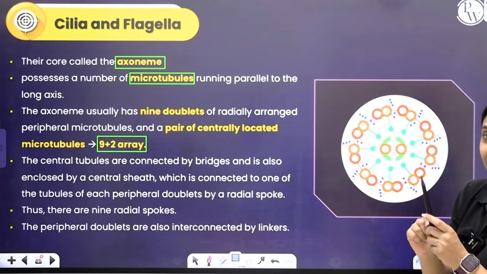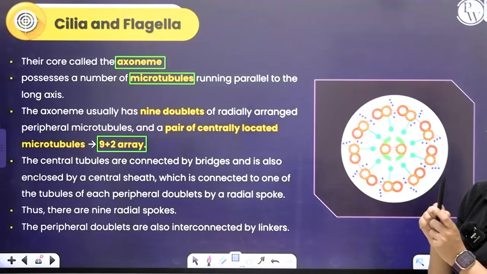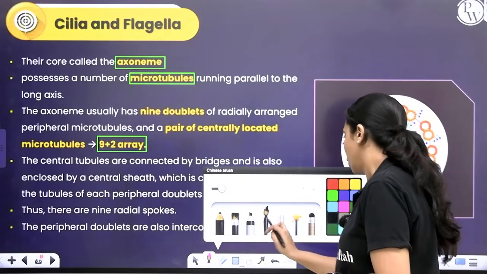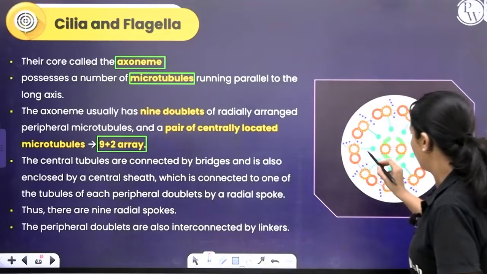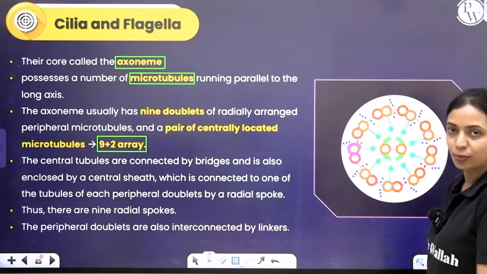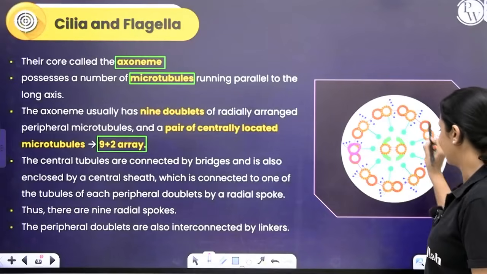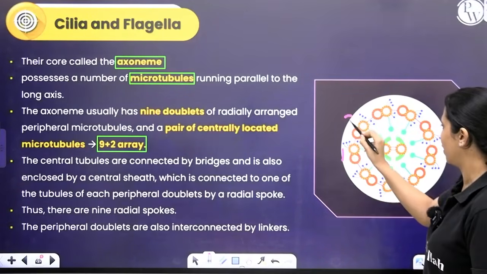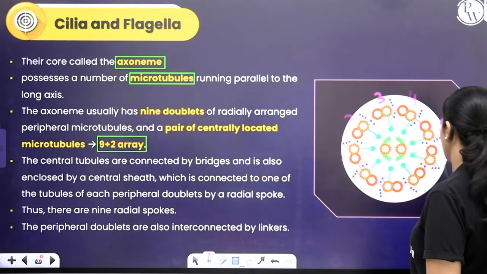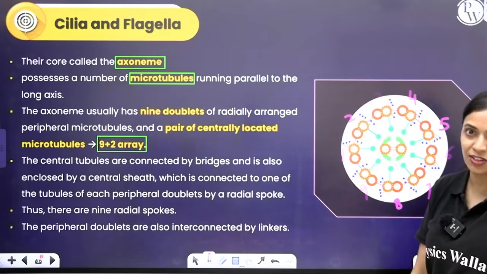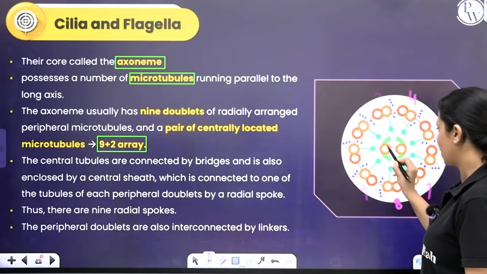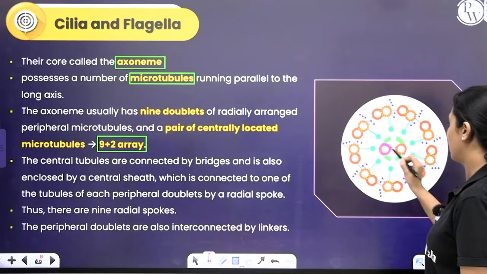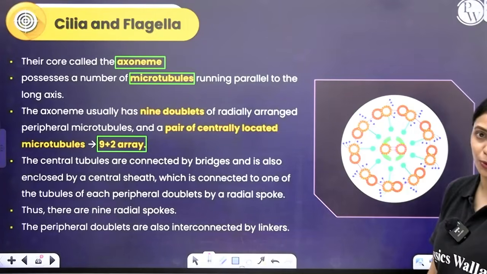You can see there are 9 doublets and 2 singlets. 9 doublets are peripherally arranged. Doublet means 2 microtubules present together. Over here you can see this and this. There are 2 microtubules, right? So 2 are present here. In the peripheral region, you can see 9 such doublets. This is called a doublet. So you have 1 and 2, 3, 4, 5, 6, 7, 8, 9. You can see 9 such doublets. In the center, you can see 2 singlets. That's why you call it 9 peripheral plus 2 central microtubules.